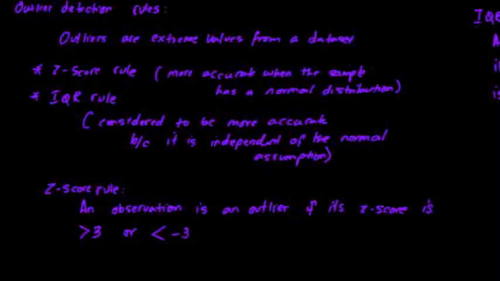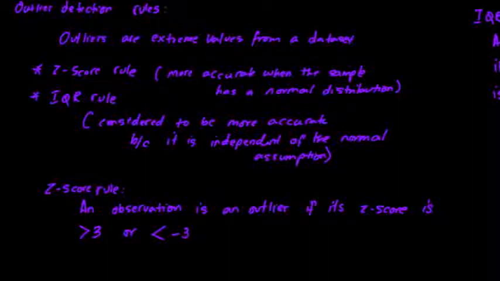The Z-score rule is generally more accurate when the sample has a normal distribution, and the IQR rule, on the other hand, is more accurate because it's based on all the statistics, and you don't have an assumption about the distribution. We don't have to assume that the sample is normally distributed. So what are the rules?